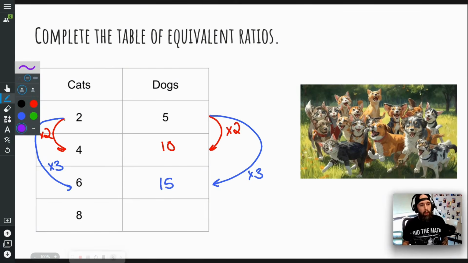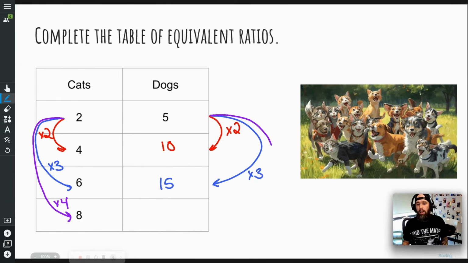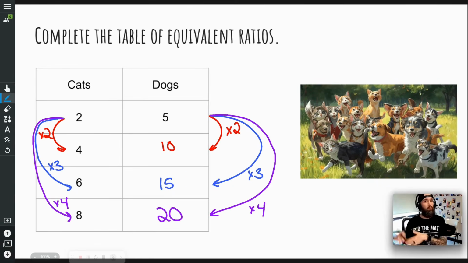Last but not least, we have 2 times what is going to get me 8. 2 times 4 is going to get me 8. So 5 times 4 is going to get me 20. So 2 to 5 is the same as 4 to 10, is the same as 6 to 15, is the same as 8 to 20.